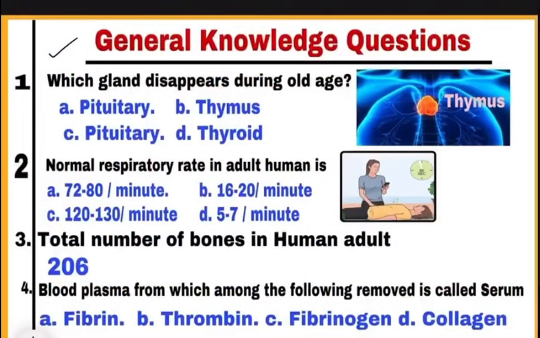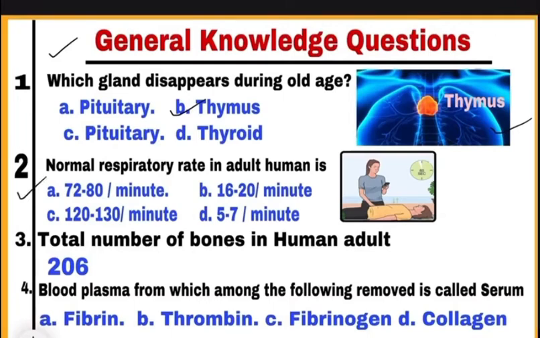Question 1. Which gland disappears during old age? It is the thymus. The thymus gland disappears during old age. This gland is located in the chest between the lungs and sternum. This gland is largest during childhood and it plays a very important role in the immune system.